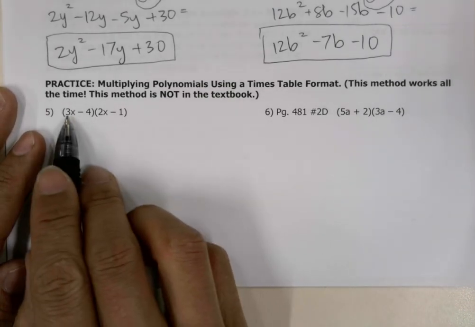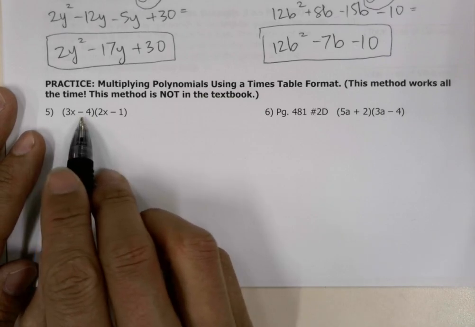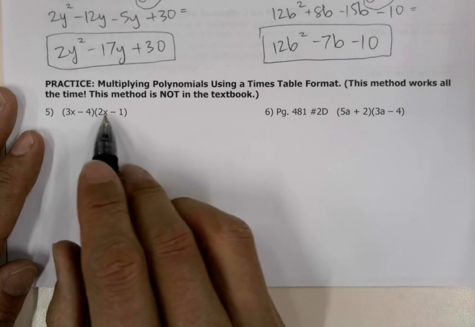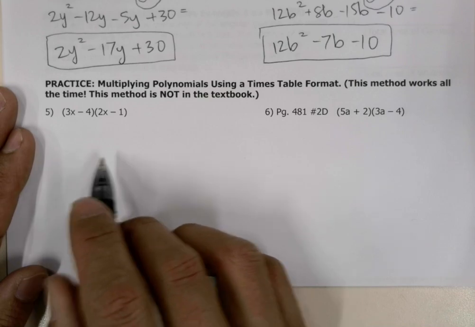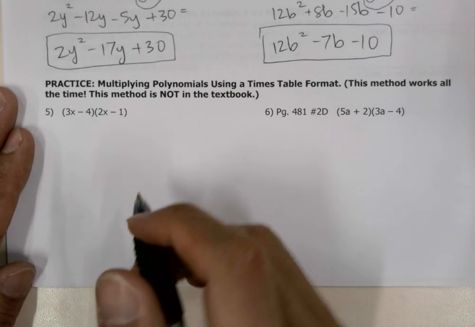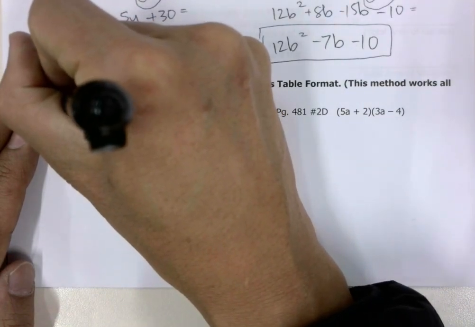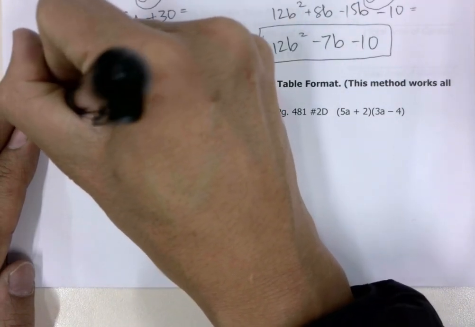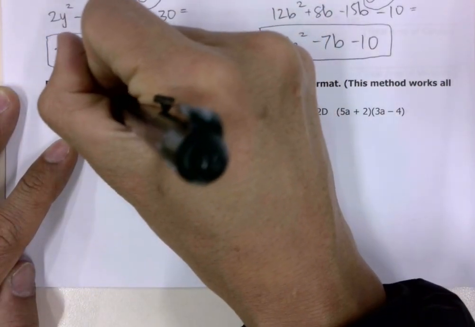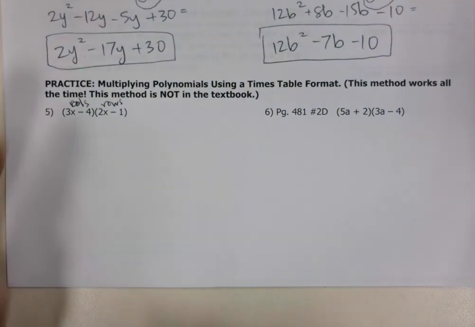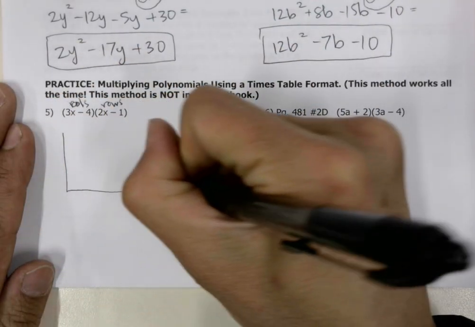We could see here that the first polynomial has two terms. So our times table is going to have two columns. And then we can see our second polynomial has two terms. So our box is going to have two rows. Right? So the first polynomial tells us how many columns, and then the second polynomial tells us how many rows we want to put into our times table format. So it's going to look something like this.